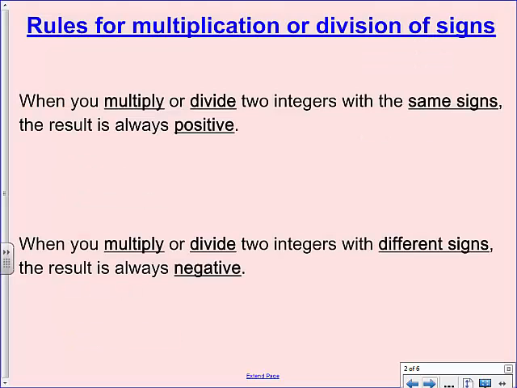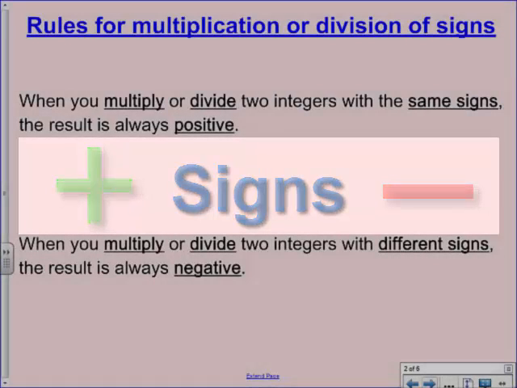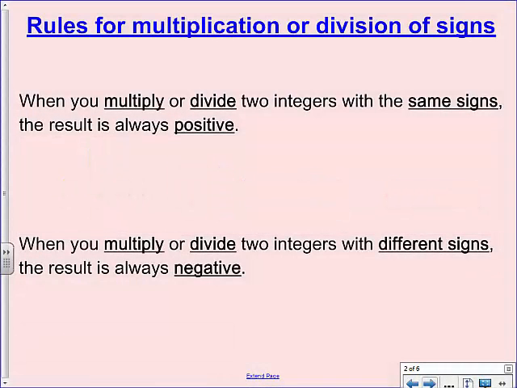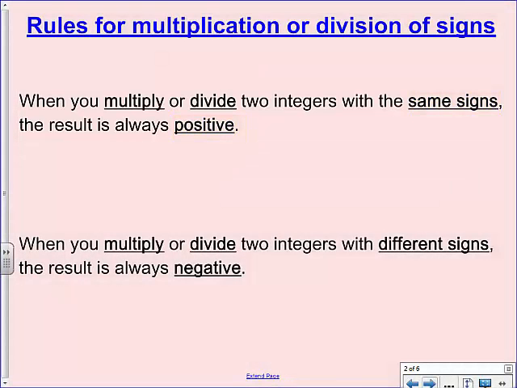One thing we have to remember when working with integers is that it's very important to be aware of the signs that they have. So we're going to learn how to take care of the sign first. Rules for multiplication or division of signs. When you multiply or divide two integers with the same signs, the result is always positive.